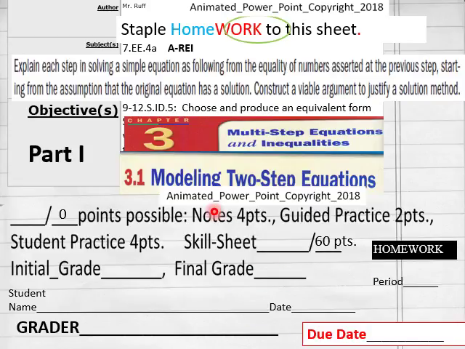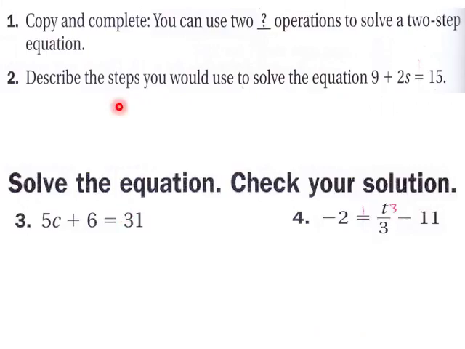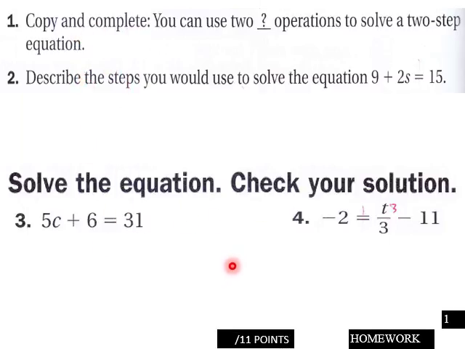Here's our homework for 3.1, modeling two-step equations. Here's your homework. And if you need more space on your homework, use your own paper or get paper from your teacher and staple it to this homework sheet. Here's your homework here. Describe steps, copy and complete, solve the equation.